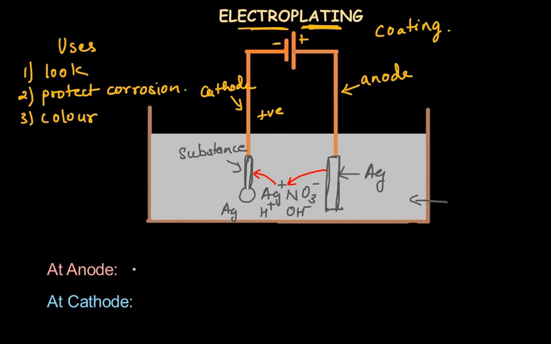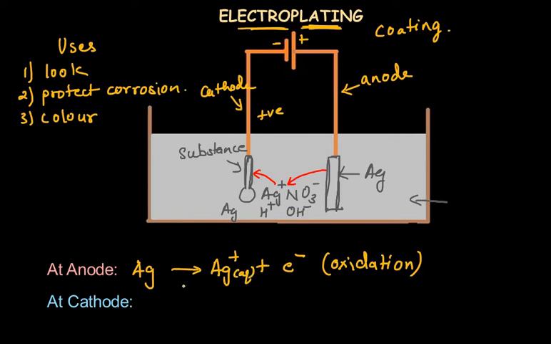Writing the process at the anode, the silver metal is changing into silver ion and going inside the electrolyte by losing an electron, and loss of electrons is an oxidation process. So oxidation occurs at the anode. We write aqueous for the silver ion because it moves inside the electrolyte, and the silver metal, which was solid as the anode, has changed into silver ion. After some time, the anode will become smaller in size because of this process.